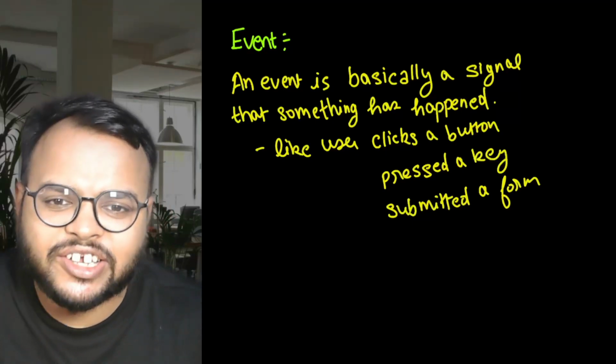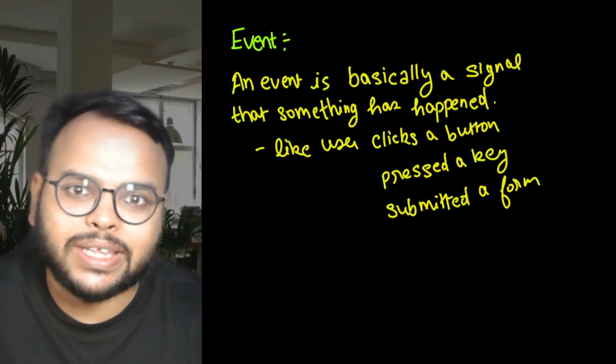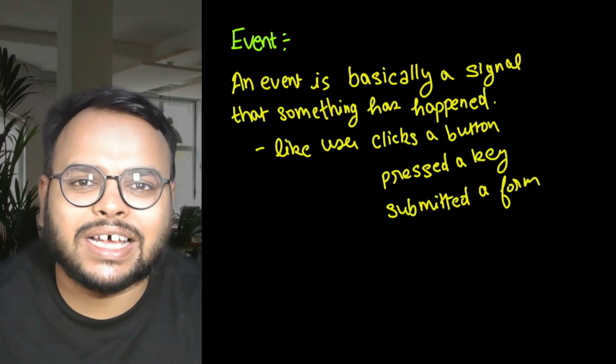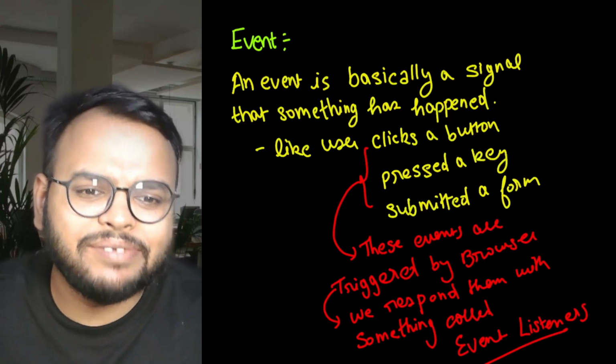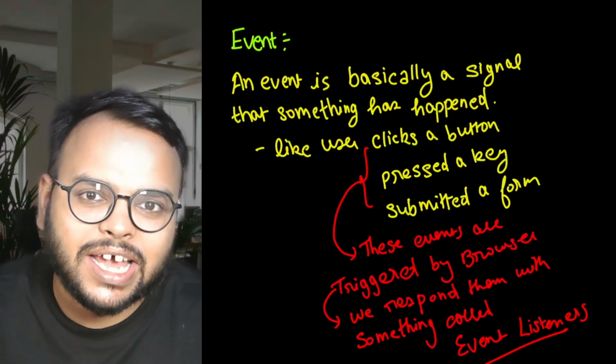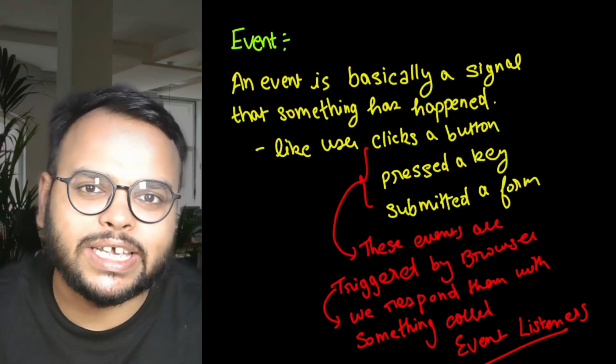Okay, so in this video of the React interview series, we will be discussing how events work in React and what synthetic events are. Let's first understand what events are in JavaScript before diving into React. An event is basically a signal that something has happened, like a user has clicked a button, pressed a key, or submitted a form. These events are triggered by the browser and we respond to them with something called event listeners.